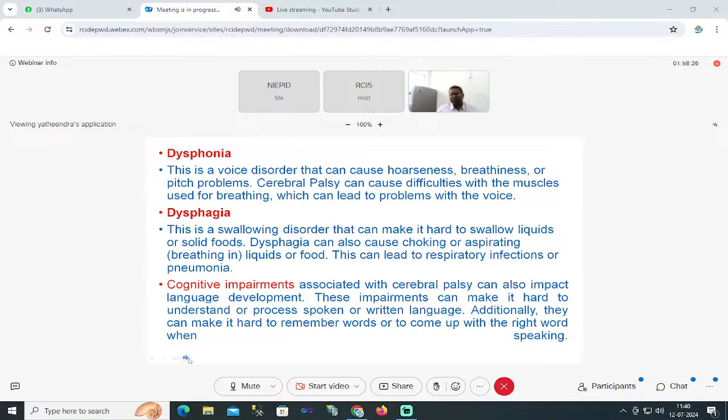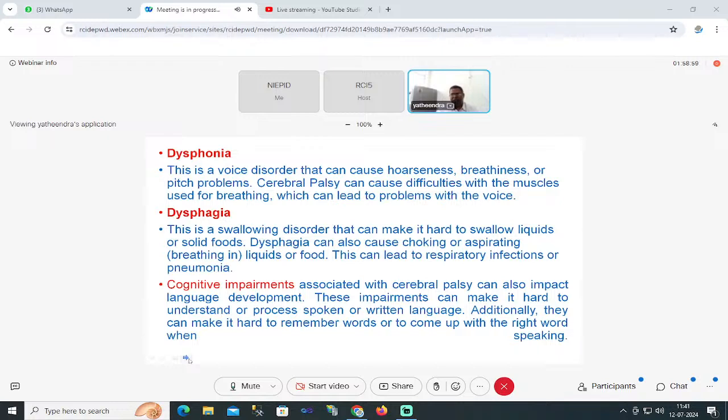Children with cleft palate can be seen to have these characteristics, like choking and aspirating liquids and food. The same thing can be observed in children with cerebral palsy, which may lead to respiratory infections as well as pneumonia.